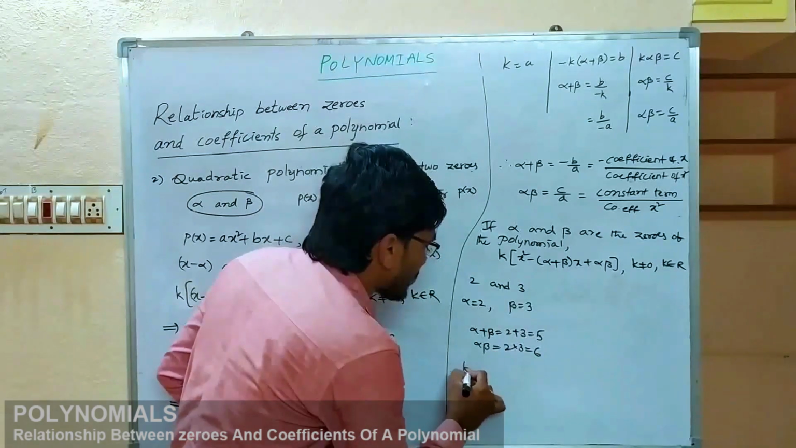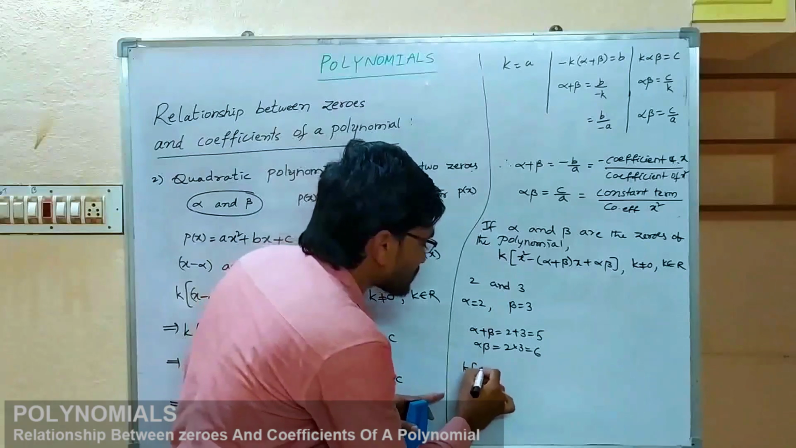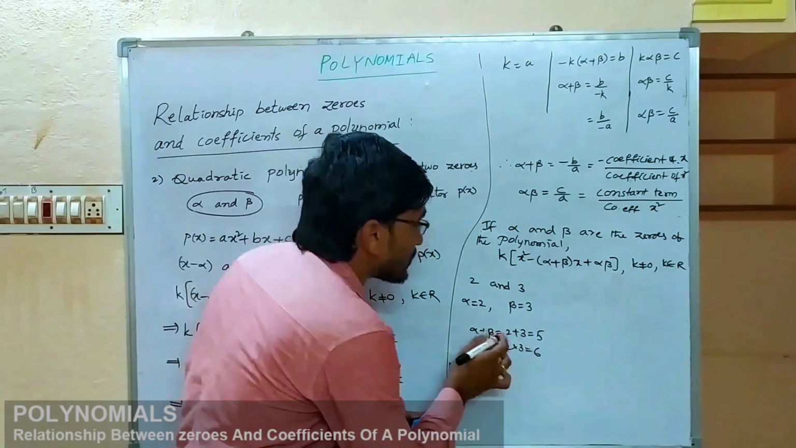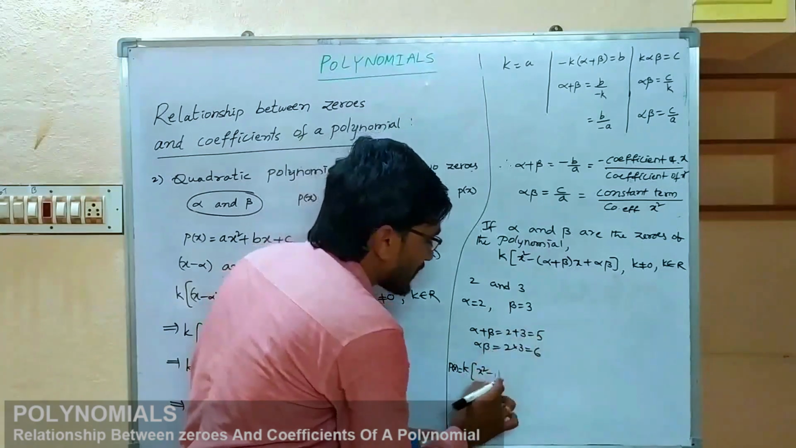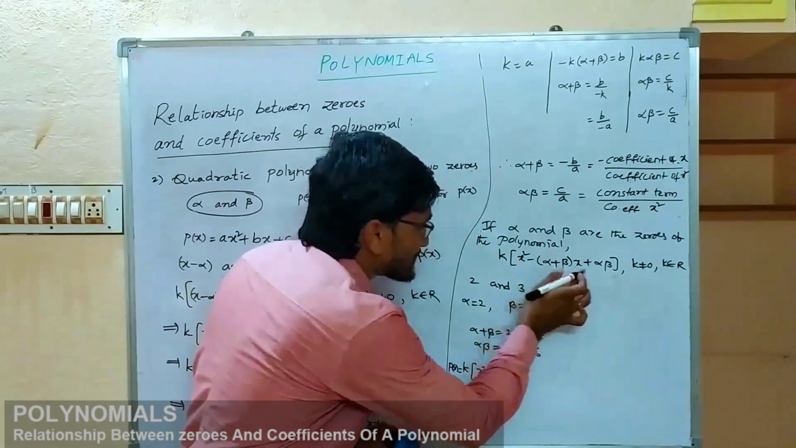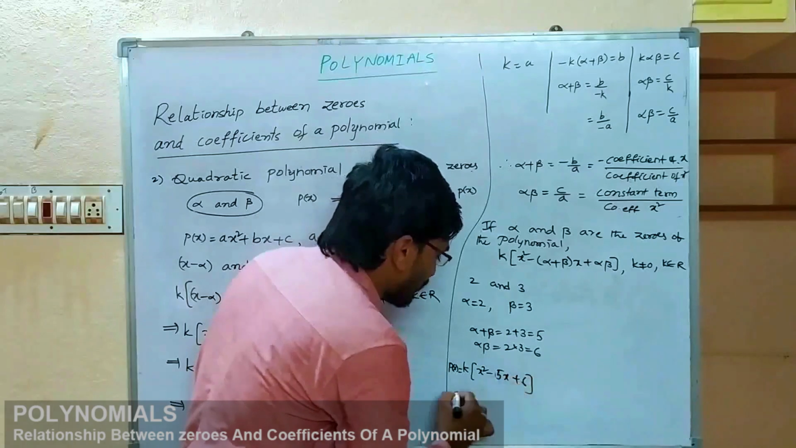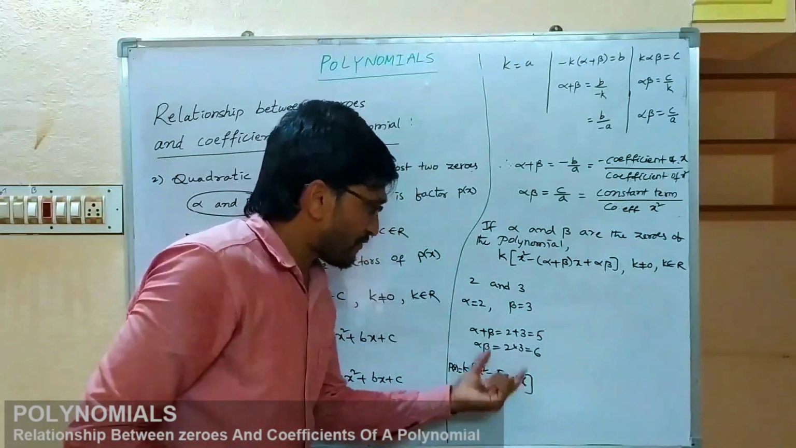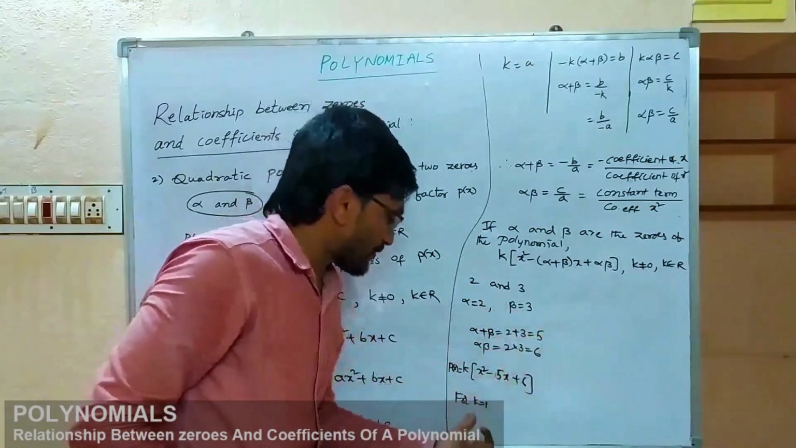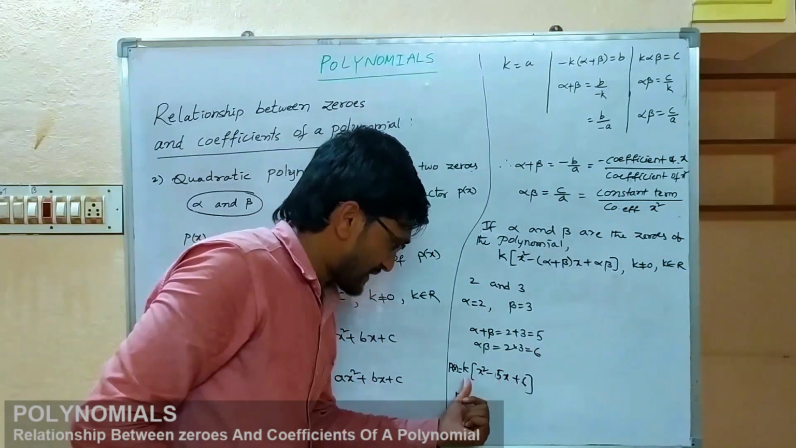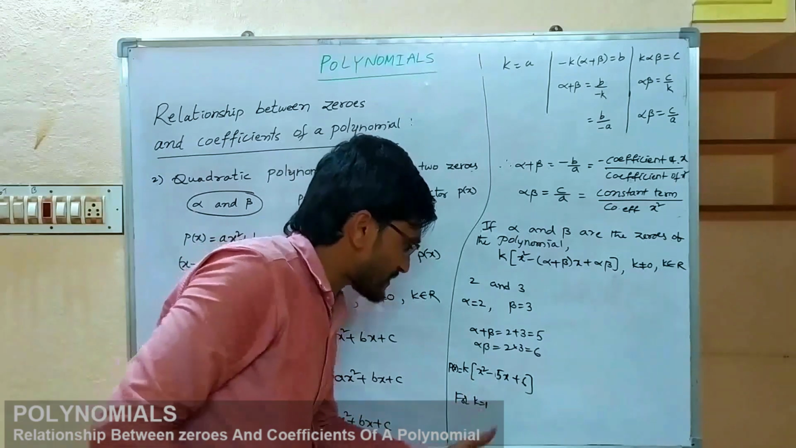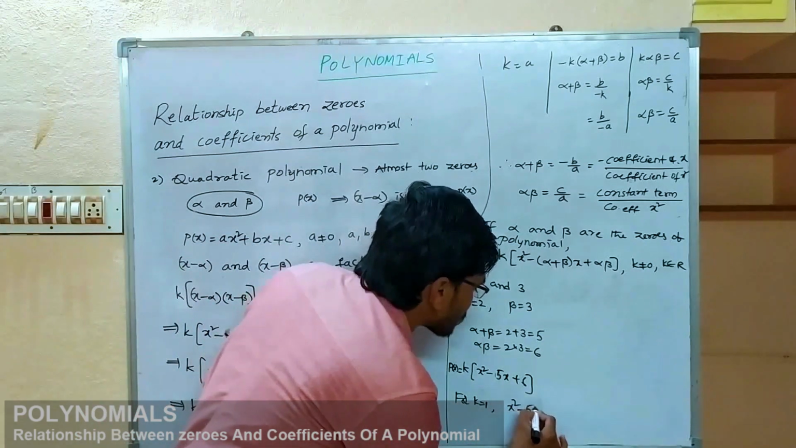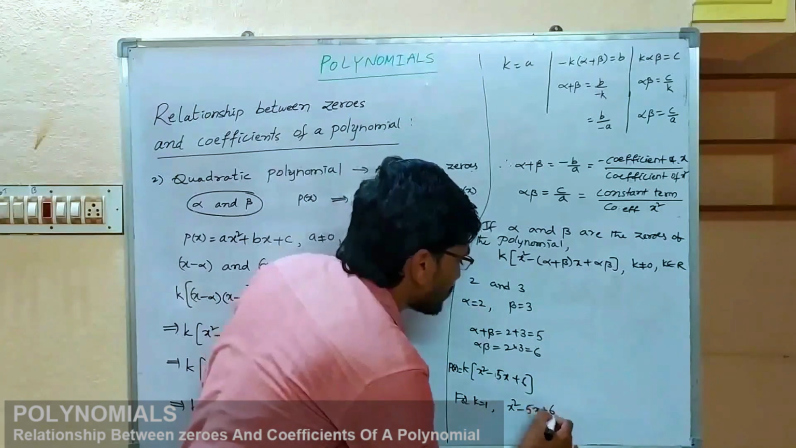So finally, substitute in the polynomial: p of x is equal to k into x square minus alpha plus beta value, which is 5, into x plus alpha beta value, which is 6. For k, we can give any real number, and we still get the zeros as 2 and 3 only. So I am taking the x square coefficient k is equal to 1. Then the quadratic polynomial is x square minus 5x plus 6.